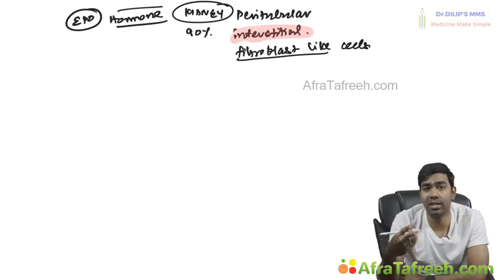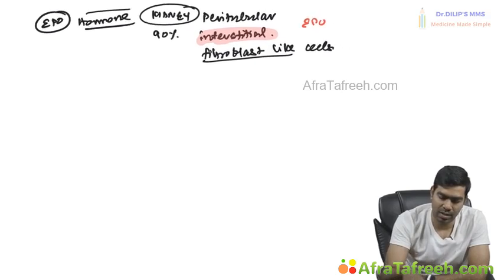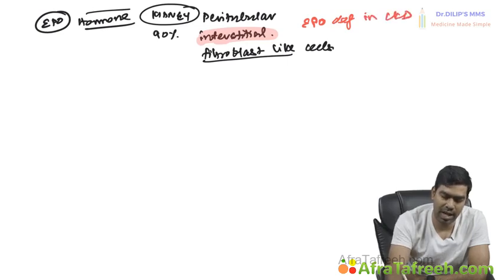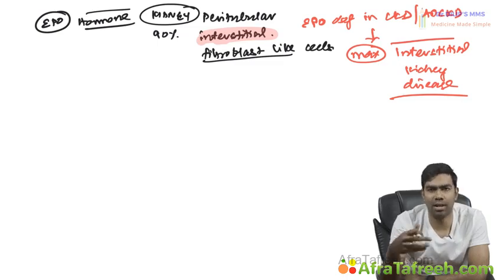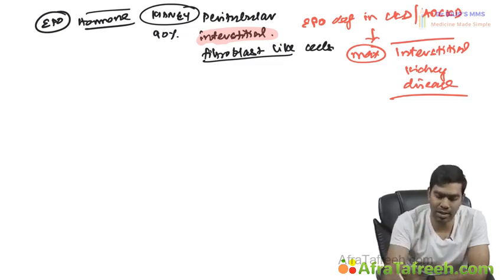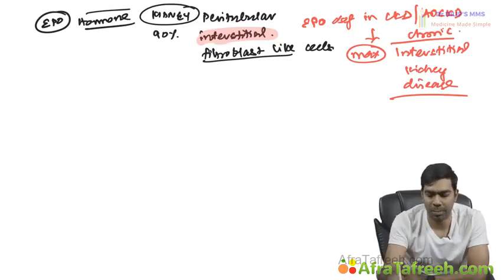But if you ask me where the erythropoietin deficiency will be maximum, erythropoietin deficiency in CKD, as well as anemia in CKD, anemia of chronic kidney disease, you will see it in interstitial kidney disease. Erythropoietin deficiency typically happens in CKD compared to AKI. In chronic interstitial kidney disease, you are going to get a maximum erythropoietin deficiency and hence you are going to get a maximum anemia.